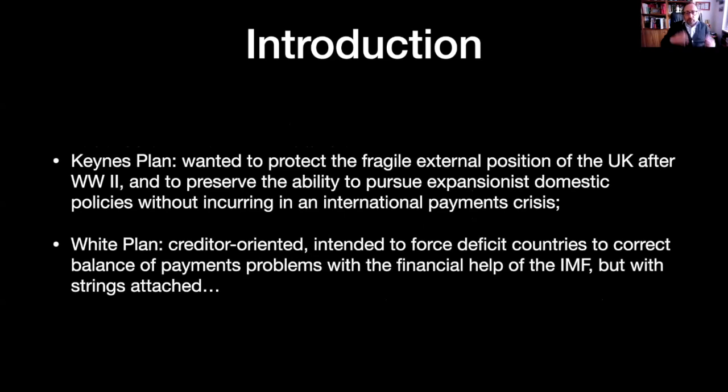Okay, so just to sum up, there was this will to protect the UK on the part of Keynes and the British delegation. On the other hand, the White plan, proposed by Harry Dexter White, the U.S. Treasury Secretary, meant that if you have a trade deficit, then you need to correct that so that you are able to continue to pay for your imports. The IMF would help, but there would be strings attached.